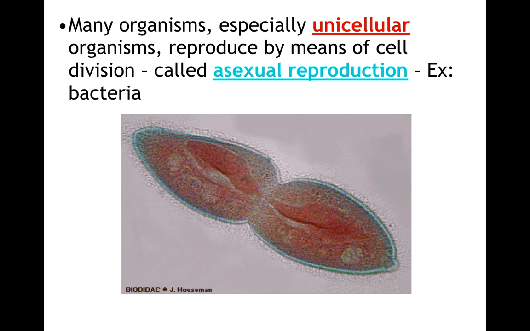So many organisms, especially ones that are unicellular, if you recall, those are single-celled organisms, reproduce by something called asexual reproduction. So an example of that is bacteria. They do not have, as humans have, a sperm and an egg to reproduce. They simply kind of divide amongst themselves.